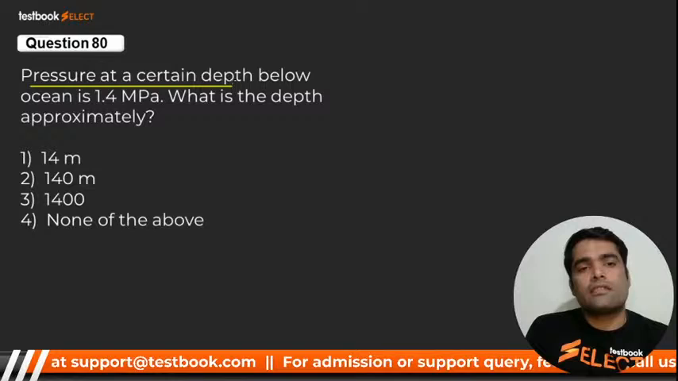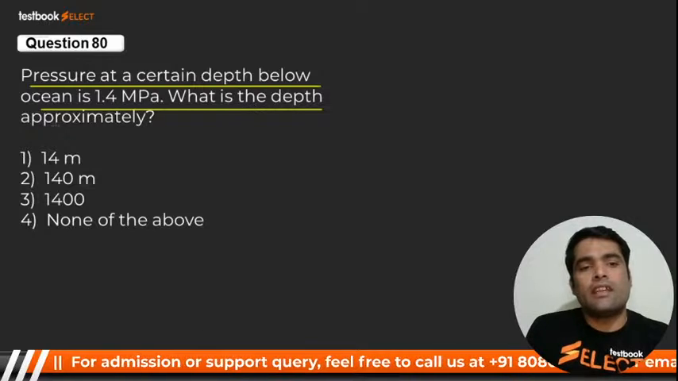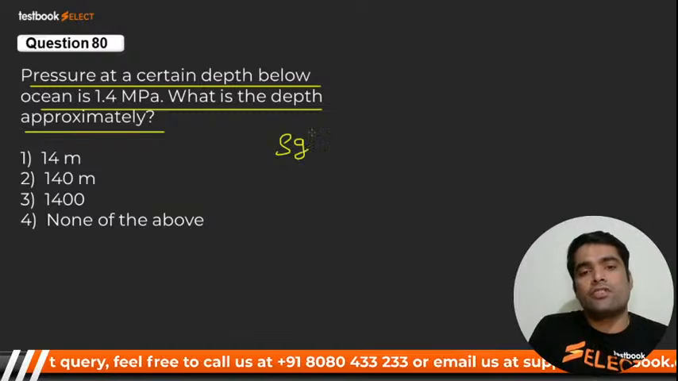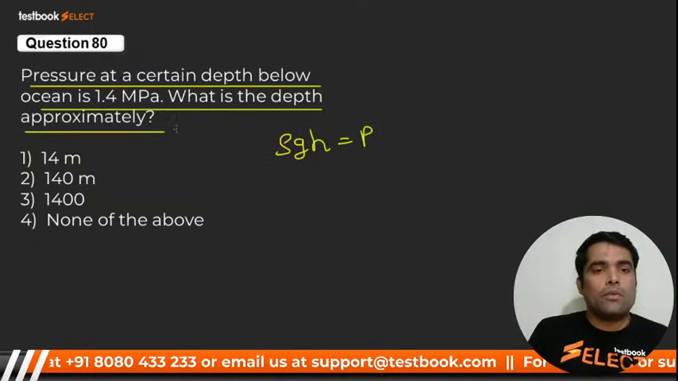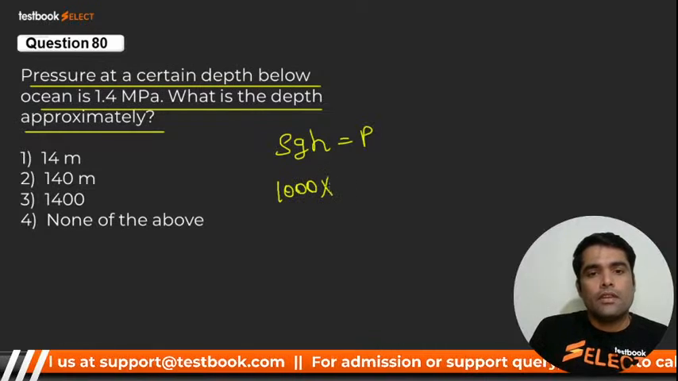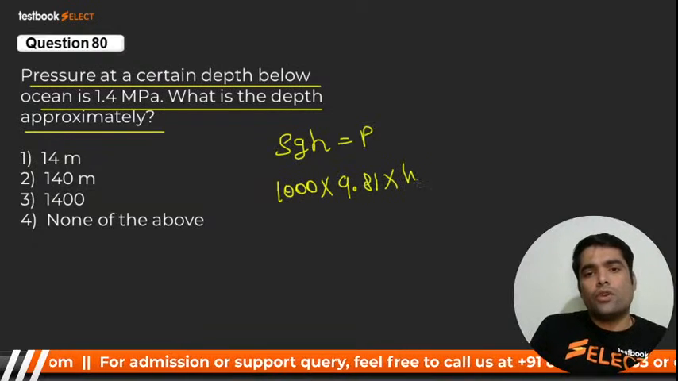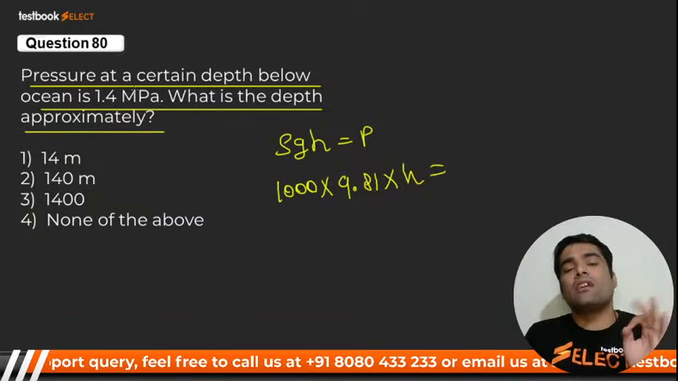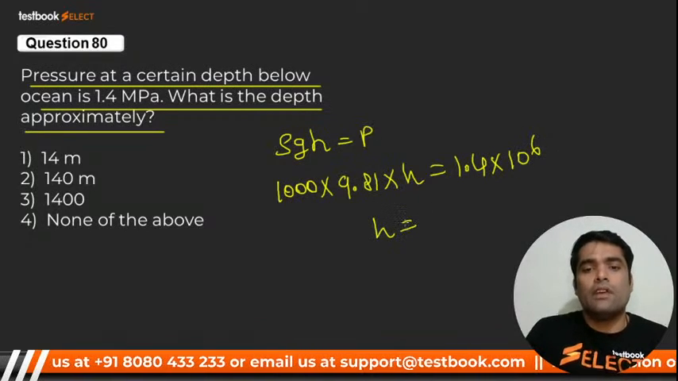Here we go for next. Pressure at certain depth below ocean is 1.4 megapascal. Then what is the depth approximately? They are asking you for depth. You know that rho g h is equal to pressure. Water is given to you, right? So rho you can take 1000. g you can take 9.81 or 10 also. Into h you have to find out, but pressure is in 1.4 megapascal, so we will convert it into Pascal. You have to find out depth. So depth will be.